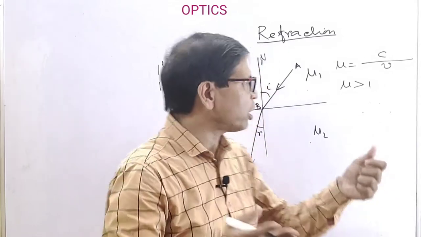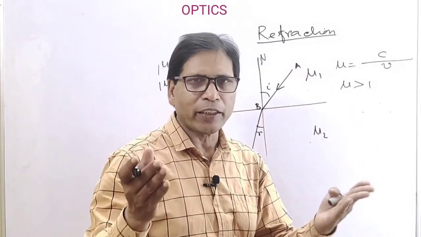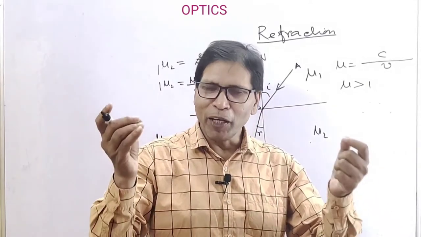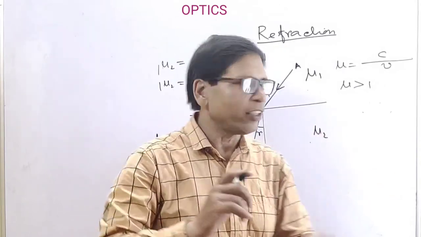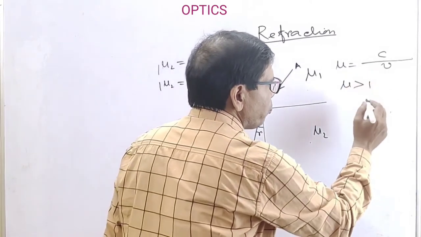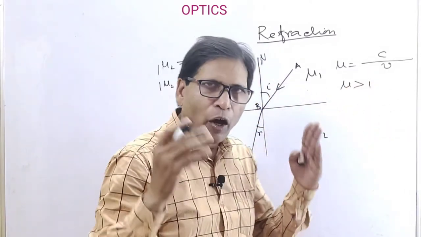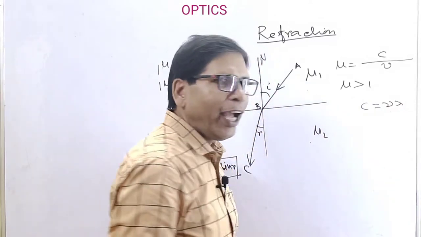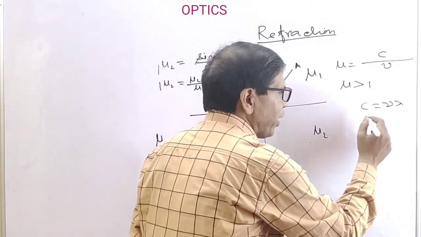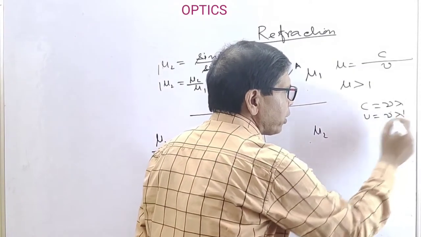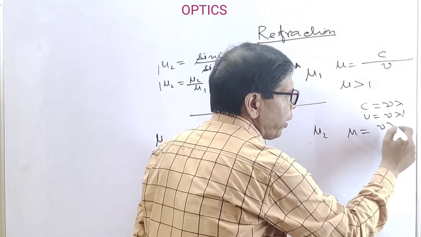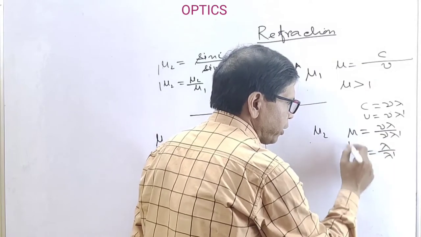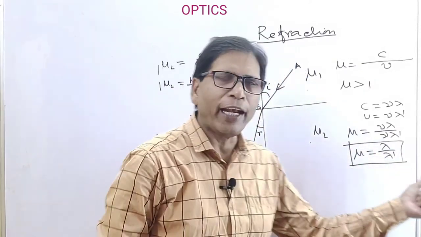Now we have to express mu in terms of wavelength of light. In refraction, the frequency of light remains unchanged, but the velocity of light and wavelength of light change. Suppose the wavelength of light in free space is lambda, so c equals nu into lambda. And in that medium it is lambda dash, so v equal to nu lambda dash. Therefore mu equal to nu lambda divided by nu lambda dash. Therefore mu equal to lambda by lambda dash is the relation between mu and lambda.